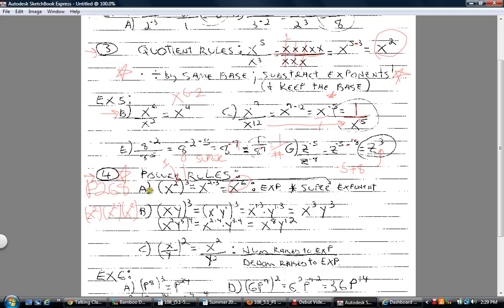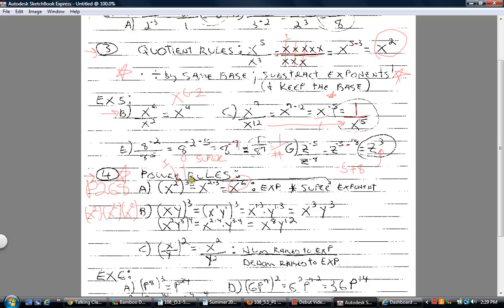Now let's review that long way. Take the basic definition of exponent. Take the base, which is x to the second, inside the parentheses. Multiply it how many times? 3. So there you go. When you multiply by the same base, add the exponents, there's the answer.